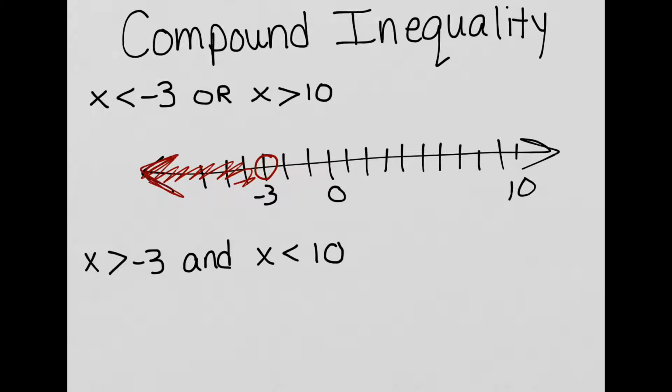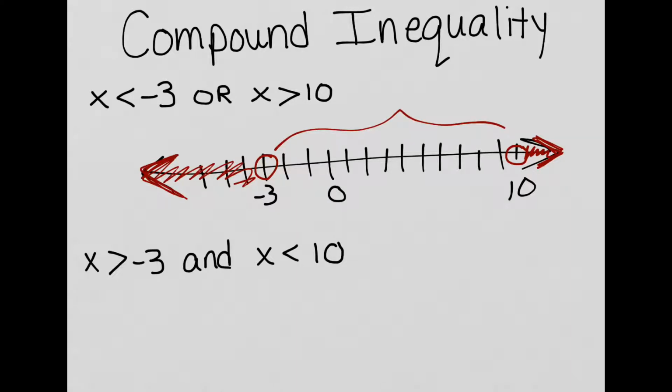Any number less than -3 would work, or so would any number greater than 10. That would also be a solution. Is 0 a solution to this compound inequality? No. It's not less than -3. It's not greater than 10 either. So nothing in this empty spot right here in the middle is a solution.